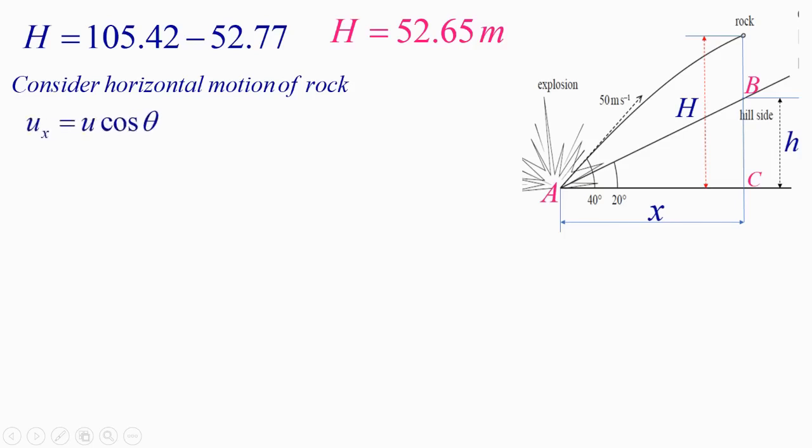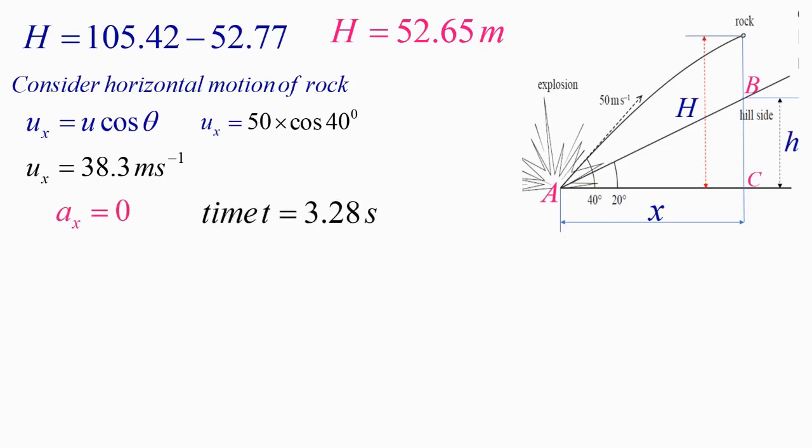What about the initial velocity in horizontal motion? Initial velocity ux is equal to u cos theta, and u is 50, and theta is 40 degree. So you will get the initial velocity in horizontal direction is equal to 38.3 meter per second. And what about the acceleration in horizontal direction? There is no acceleration in horizontal direction, so ax is equal to 0. And the time required to reach the point x is t equal to 3.28 seconds, the same time as required to reach the maximum height.